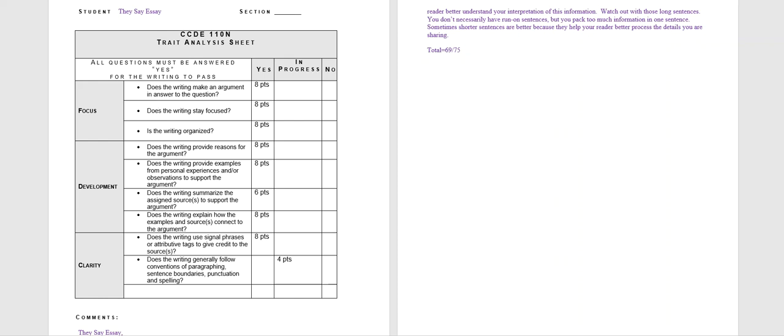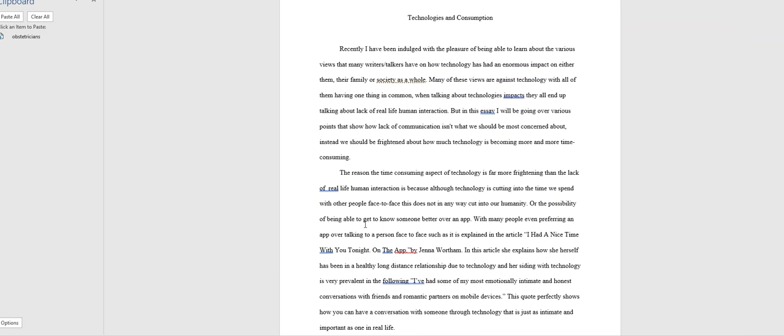Okay, so briefly I will show you a sample introduction. I won't go through the entire essay, but I'm just going to read this first paragraph to you and show you how I would answer that first question. How does the essay make an argument to answer the question? So in this sample paper, this is what the first paragraph states.